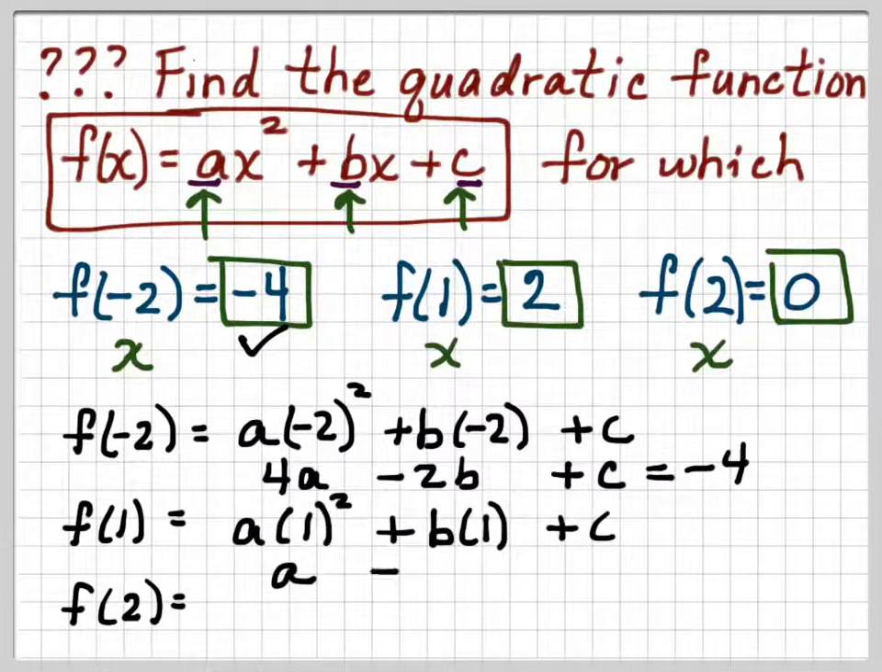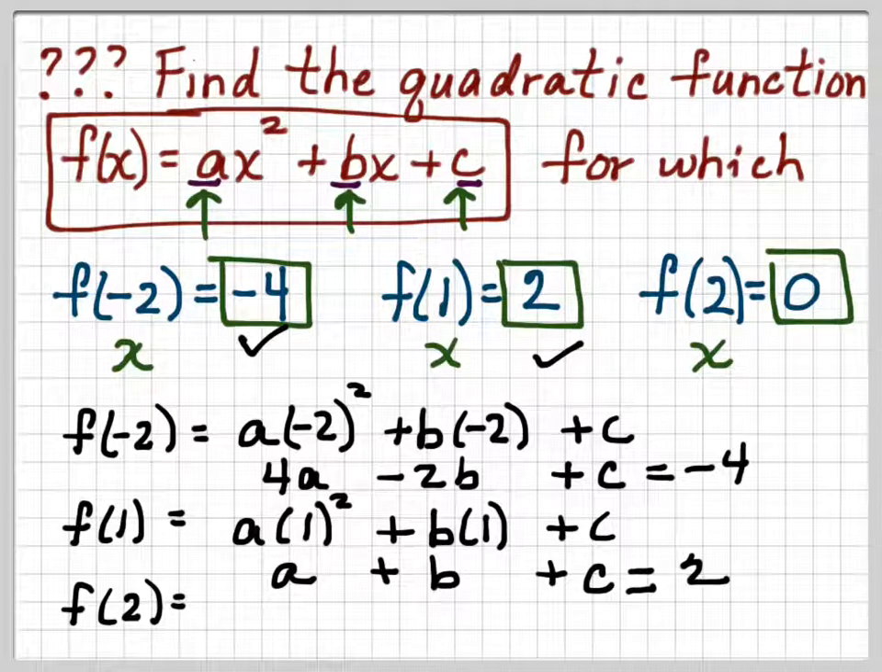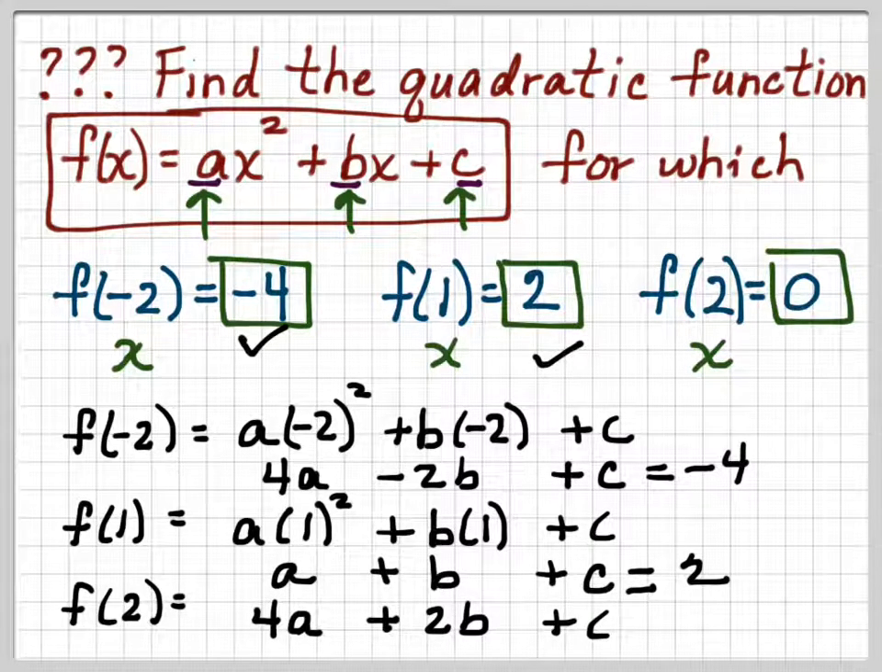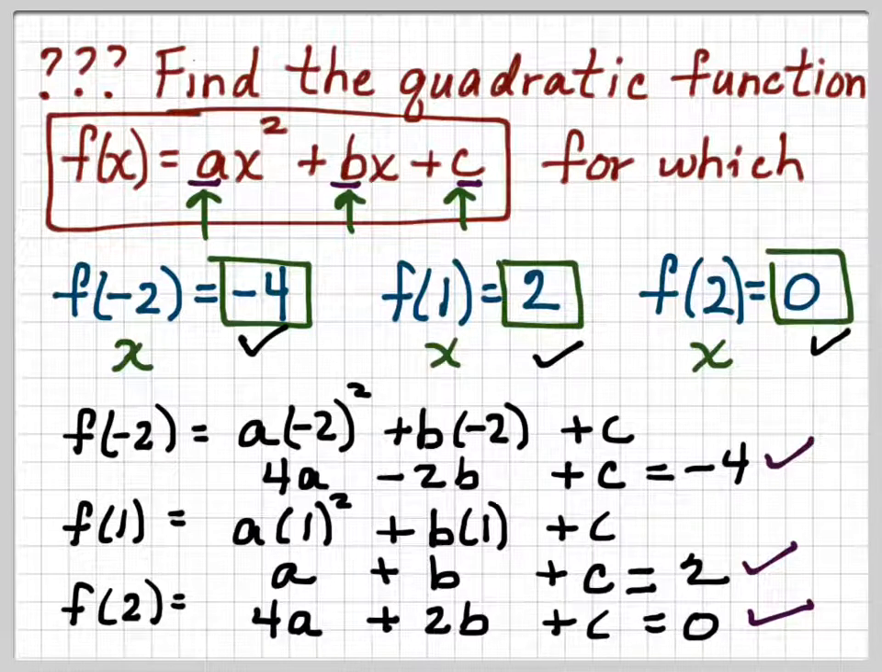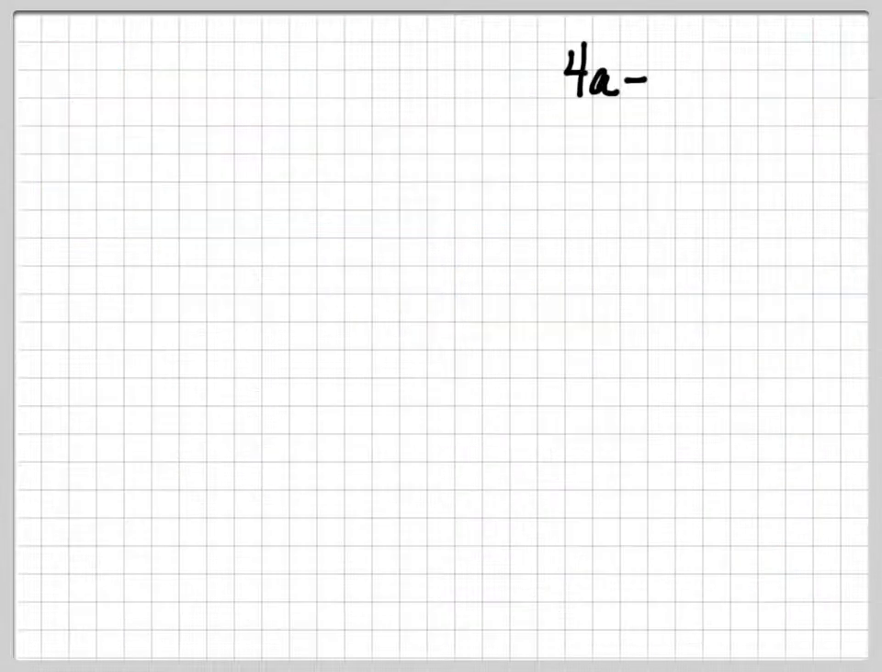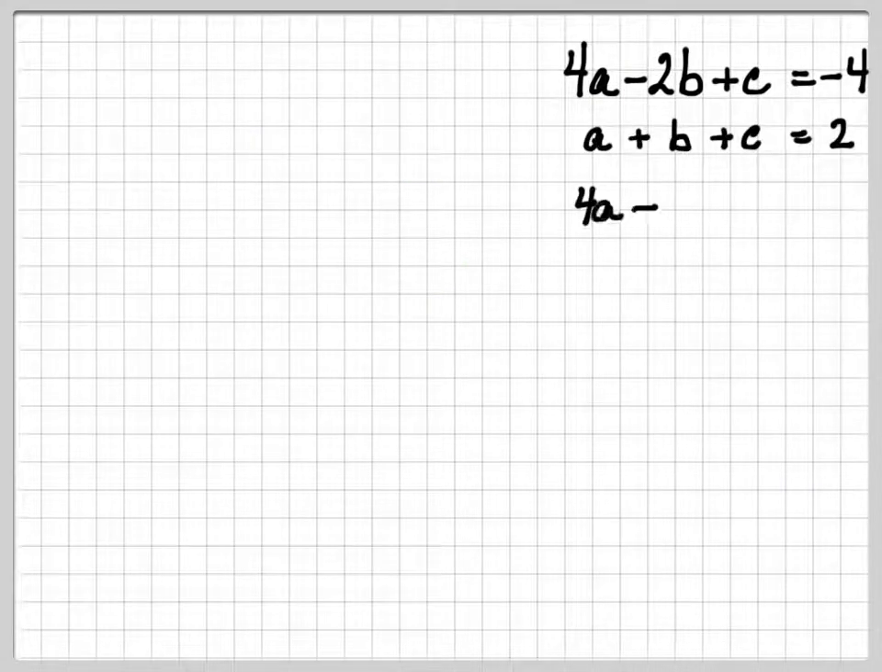My next equation is going to be a times 1 squared plus b times 1 plus c, which gives me a plus b plus c, and that equals 2. My third one, I'm just going to cut to the chase here. When I plug in 2, I have 4a plus 2b plus c equals 0. So now I have my 3 equations. Those are the 3 equations that I'm going to set up. That's now my system of equations, and I'm going to go ahead and rewrite those over here.